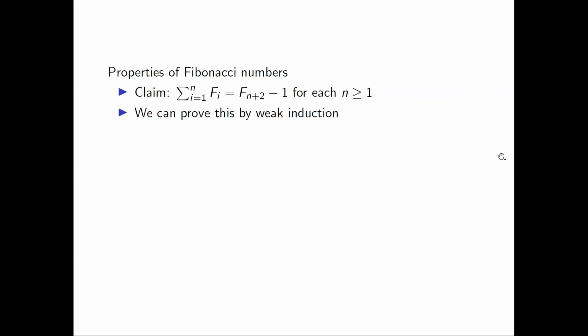Since we're using weak induction, we'll just have a single base case. The base case will be n equals 1. At n equals 1, the sum is just a sum from i equals 1 to 1, so it only has one term. And that term is just f of 1. f of 1 equals 1, and 1 is the same as 2 minus 1, and 2 minus 1 is the same as f of 3 minus 1, which is f of 1 plus 2 minus 1. So that's how we get the base case.